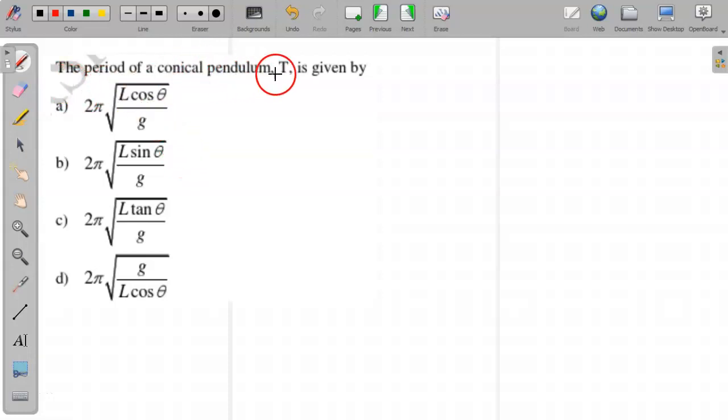The period of a conical pendulum T is given by... Four options are given. We have to find the right option. So we can draw a conical pendulum, so it will be easier.